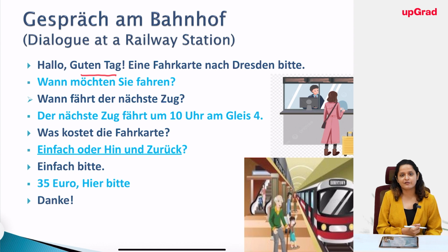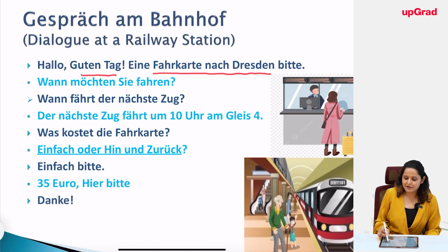Let them know where you would like to go. Eine Fahrkarte nach Dresden bitte. So let's say we are traveling to Dresden. We need a ticket for Dresden. So we ask eine Fahrkarte nach Dresden. A Fahrkarte is a ticket. If you see, we have added the word bitte here so that we sound polite. So eine Fahrkarte nach Dresden.